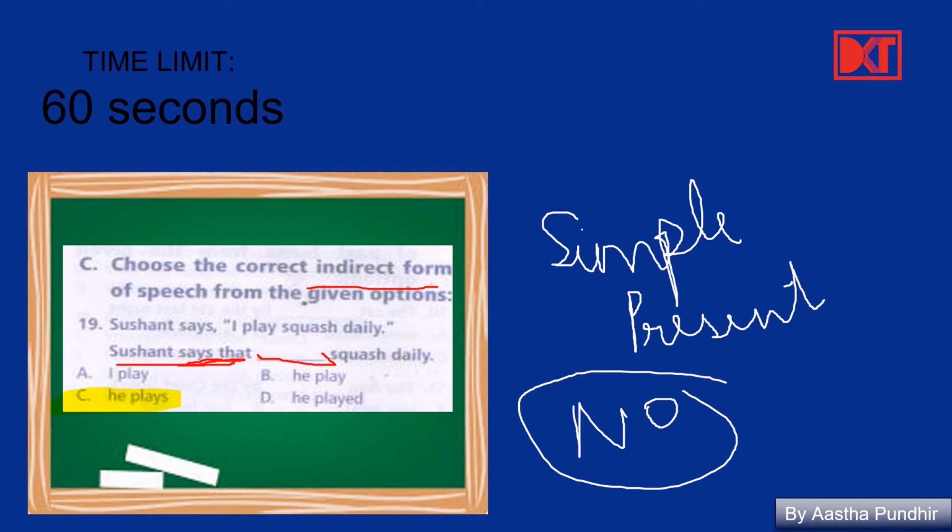Okay. The other options, I play. Here the pronoun is not changed and the tense is also incorrect. B, play. Here this is also incorrect. D, he played. Here the backshift has happened, but we don't have to do the backshifting. Alright, so the correct answer is C, he plays.